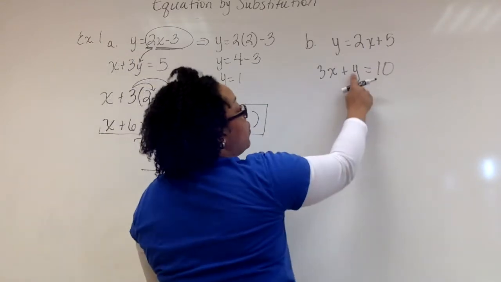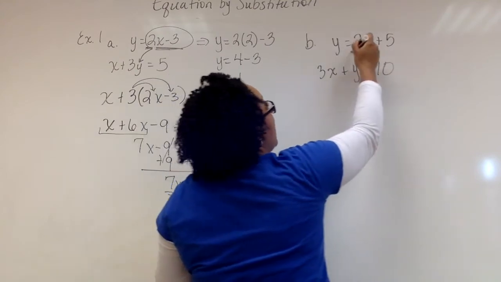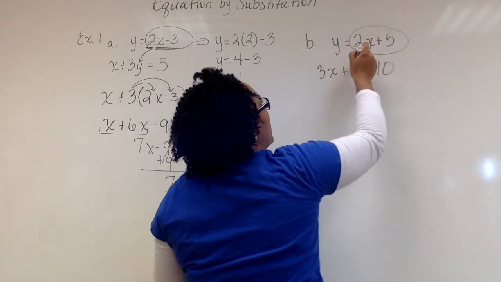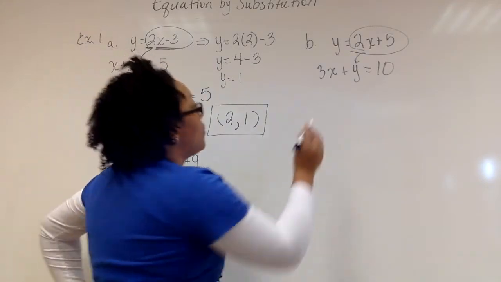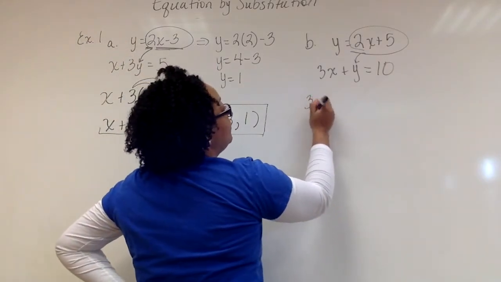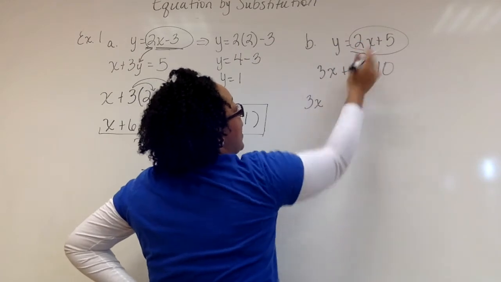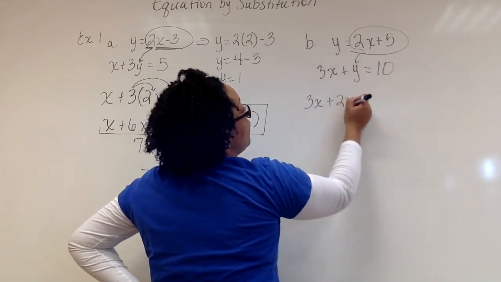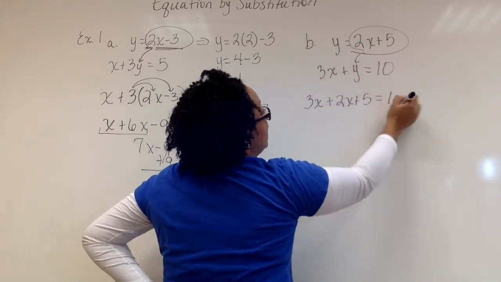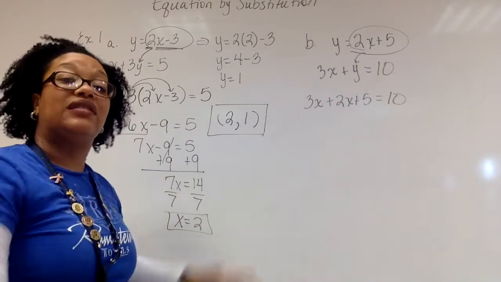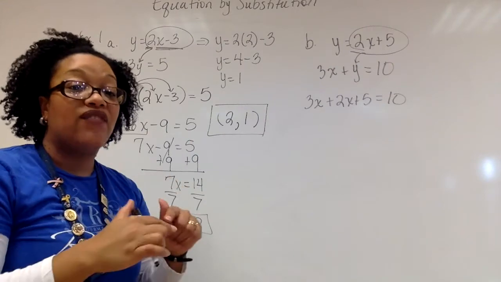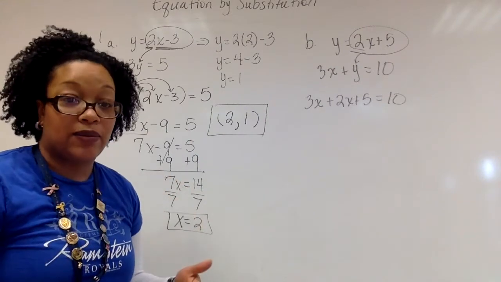So you see this y right here in your second equation? I am going to take the 2x plus 5 and replace that with variable y. So I bring down my 3x, and I'm going to add my 2x plus 5, set it equal to 10, and then I'm ready to solve. And so you'll notice that once you substitute, that y variable disappears and you're able to solve.